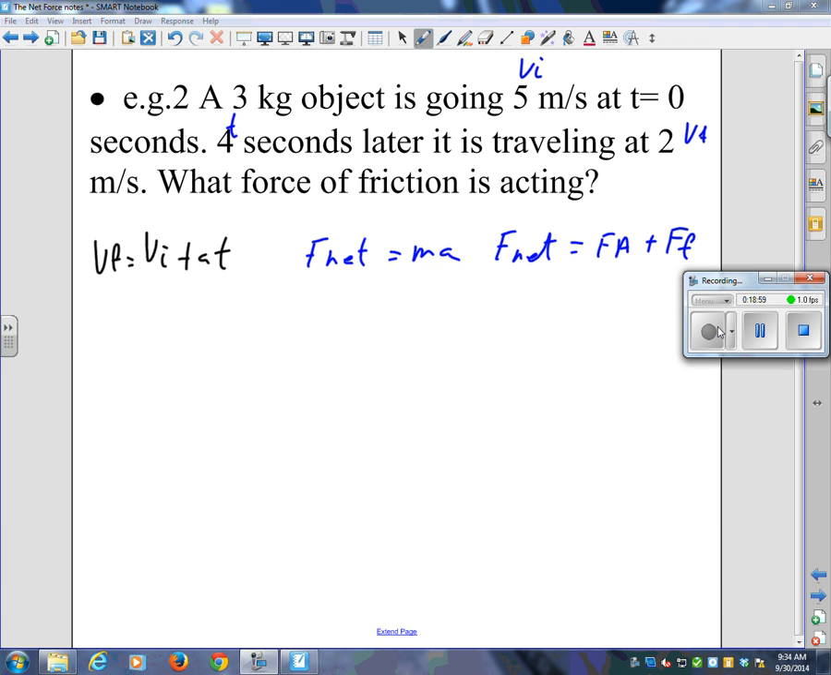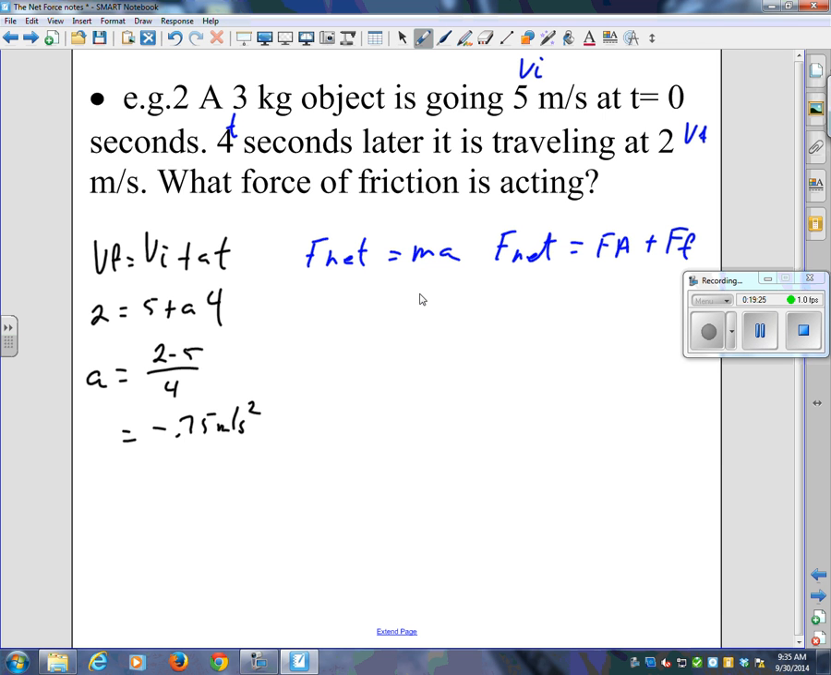Okay, so let's use this here. VF is 2, VI is 5, my time is 4 seconds. So my acceleration is, and Brandy's going to say, that's exactly the same as A equals delta V over delta T. 2 minus 5 all over 4, or minus 0.75, right? Then I'm going to take that and plug it in over here. F net is equal to ma, so that's going to be 3 times minus 0.75, which is minus 1.5, minus 2.25.